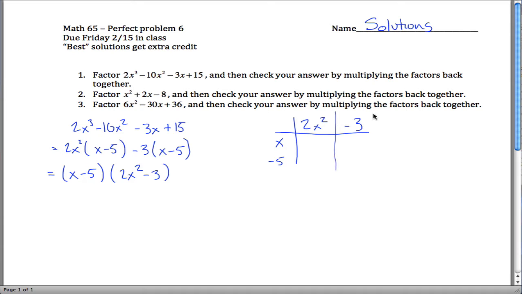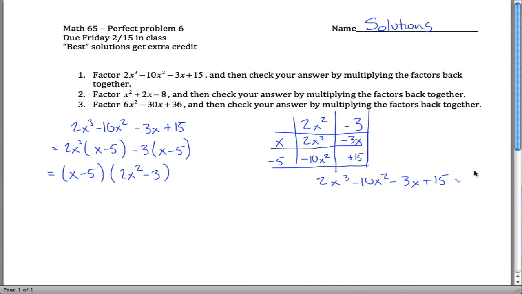If we did 2x squared minus 3 times x minus 5, you can either FOIL or use this little box method. If you multiply x times 2x squared, you get 2x cubed. X times negative 3, you get negative 3x. Negative 5 times 2x squared, you get negative 10x squared. Negative 5 times negative 3, you get positive 15. And if you add those all up, what you get is exactly what you should get: 2x cubed minus 10x squared minus 3x plus 15.